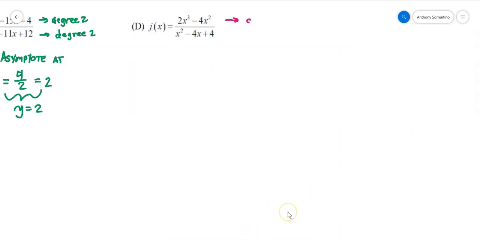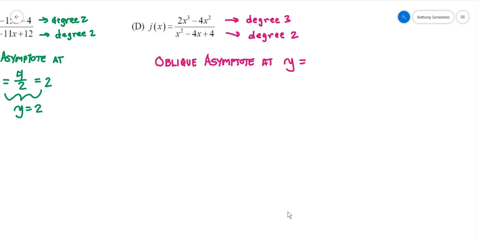Lastly, the top is degree 3. The bottom is degree 2. Once the power on top is larger than the highest power of x on the bottom, I know I'm going to have an oblique asymptote. Now what I have to do is come up with the formula for, in this case, a line. Well, where is that going to come from? What I do is simply carry out the division that I see. Since the bottom is in fact x squared minus 4x plus 4, I'm going to carry through that division with that. So I'm going to use long division.